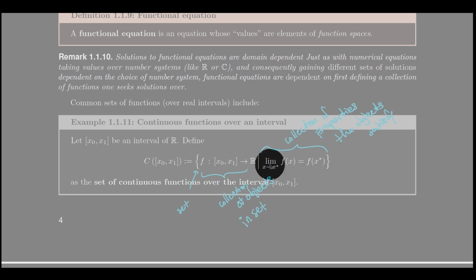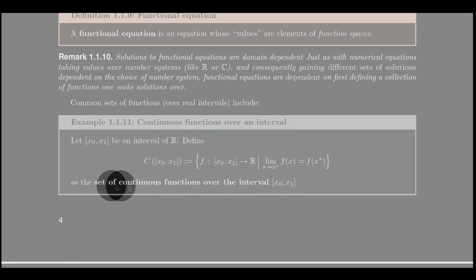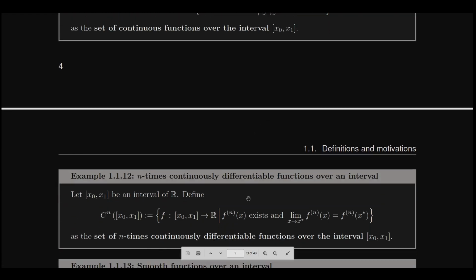So let's talk about what these properties are. These properties are the limit as x goes to x star. So x star is, I'm trying to say there's a special x there. So when x goes somewhere special, the function equals where it is when it's special. So this says the limit of the function is equal to the value of the function, which is the definition of continuity. And that's why we have the collection of the continuous functions over the interval x0, x1.